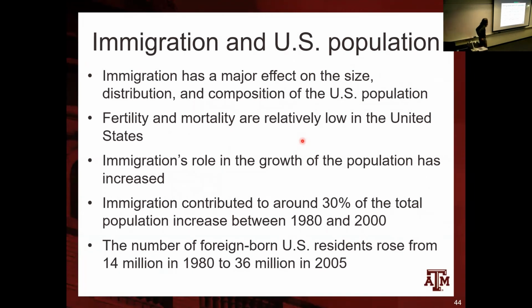So immigration has a major effect on the size, distribution, and composition of the US population. We know that fertility and mortality in the US are at really low levels, so we still have a lot of improvement to do. There is a lot of inequality in terms of mortality rates, but mortality rates are declining. Because of the pandemic, we saw some increases, because of the opioid crisis as well, but low levels of mortality compared to other countries, and also low levels of fertility. So the US has the highest fertility among developed countries, but lower levels of fertility compared to developing countries.